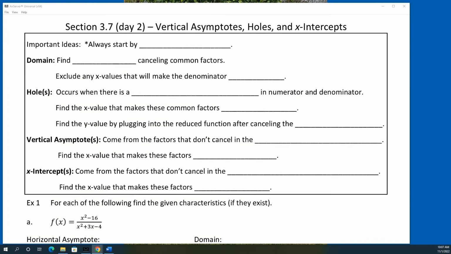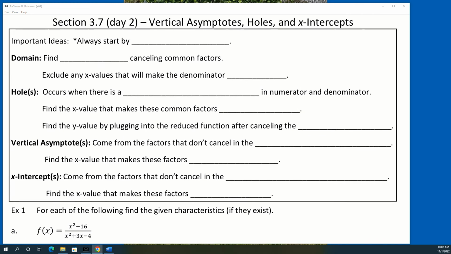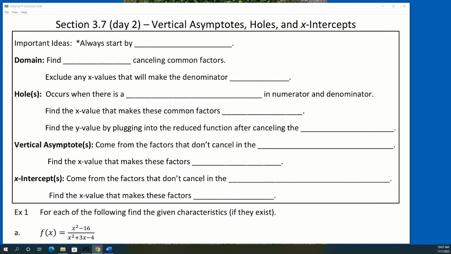Okay, so all the things we did yesterday, you could just look at the original equation or the original function and be able to find them. Today, the first thing we need to do to find the things we're doing today is to factor. So we're going to start off by factoring. We're going to need to factor the numerator and the denominator.